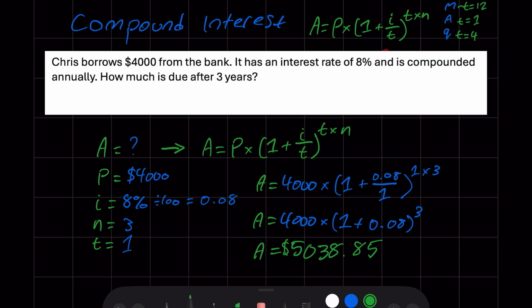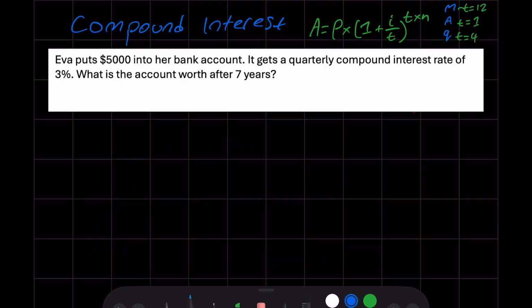$5,038.85. That is our answer for this question. How much is due after 3 years? That is the answer. This next question says, Eva puts $5,000 into her bank account. It gets a quarterly compound interest rate of 3%. What is the account worth after 7 years?